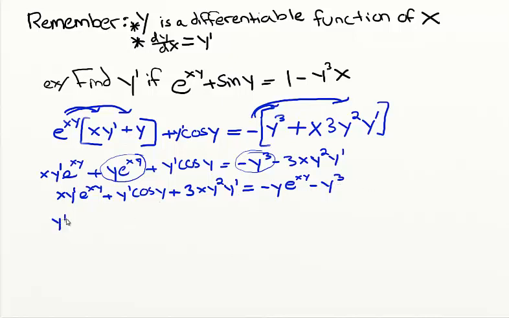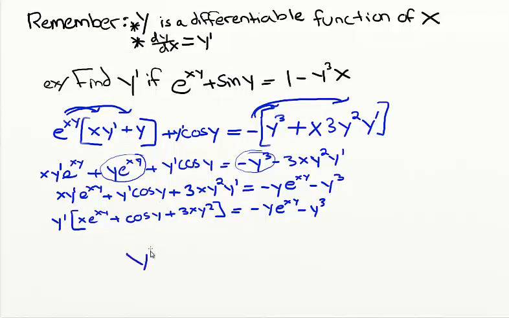So now we can factor out our y prime, and we'll get x e to the xy plus a cosine of y, then plus a 3xy squared, and that's equal to what we had the last time. Nothing changes on the right.